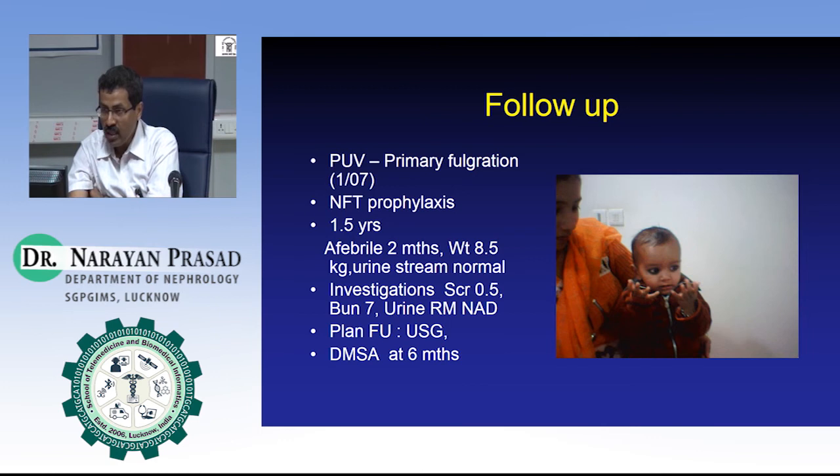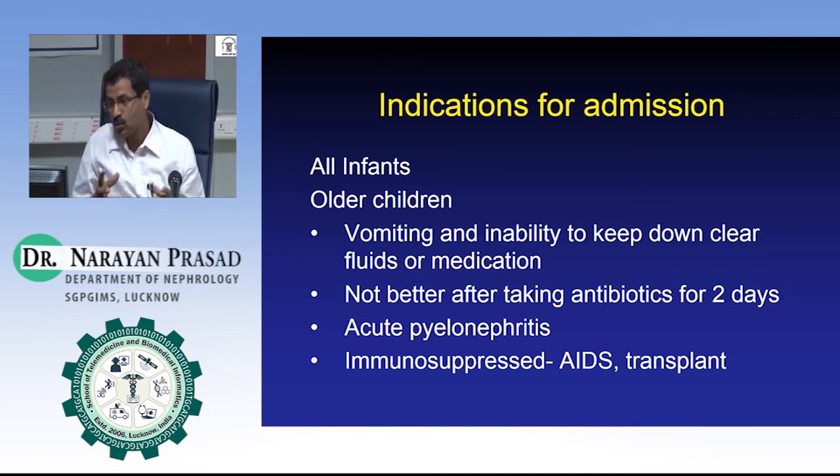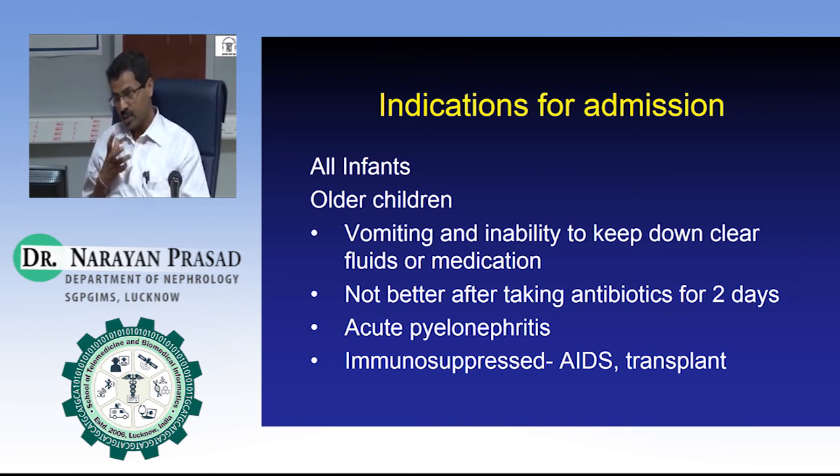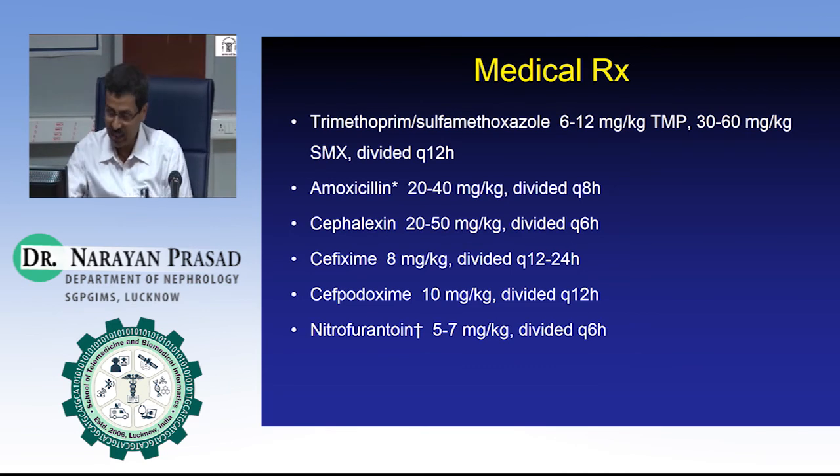Another important part of urinary tract infection is vesicoureteric reflux. Abnormal flow of urine from the bladder into the upper urinary tract is vesicoureteric reflux. When there is a scar associated with the vesicoureteric reflux, it is called reflux nephropathy. That scar you can demonstrate on the DMSA scan.